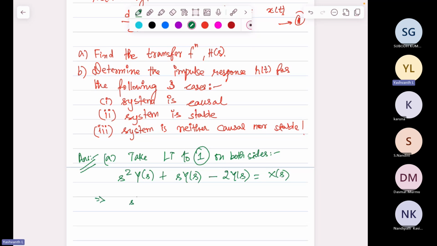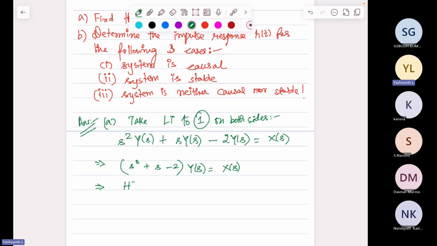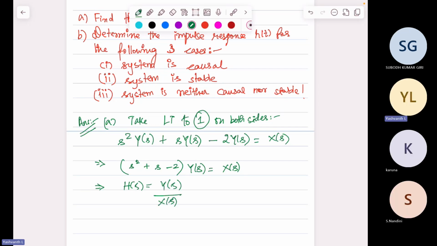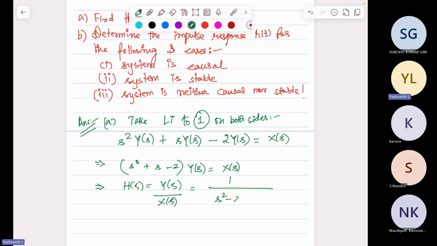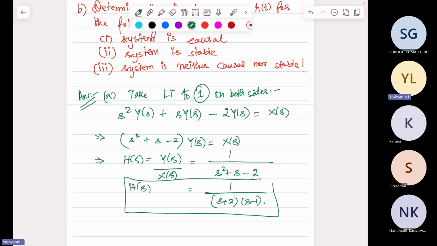s square plus s minus 2 into Y of s equal to X of s. Or your transfer function H of s is equal to Y of s by X of s, that's the definition of transfer function, equal to 1 by s square plus s minus 2. This you can factorize as 1 by (s plus 2) into (s minus 1). Therefore, this is the required transfer function.